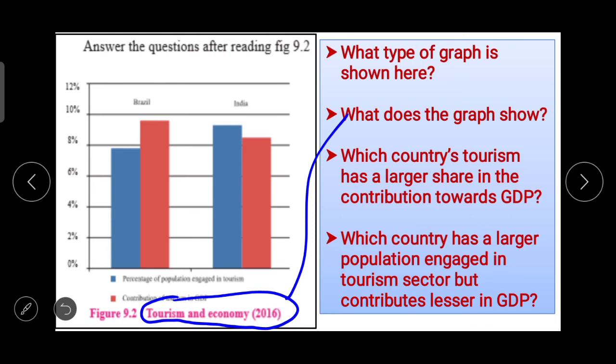Which country's tourism has a larger share in the contribution towards GDP? Now here, the percentage of population engaged in tourism, this one, and the contribution of tourism in GDP in red color. Now the question is, which country's tourism has a larger share in the contribution towards GDP? And the answer is Brazil. Which country has a larger population engaged in tourism sector but contributes less in GDP? India is the answer to this question.